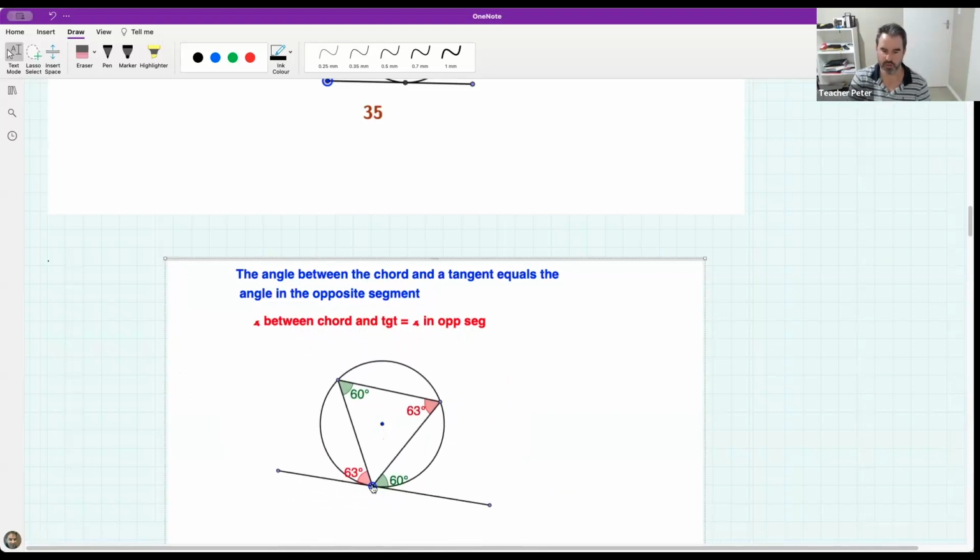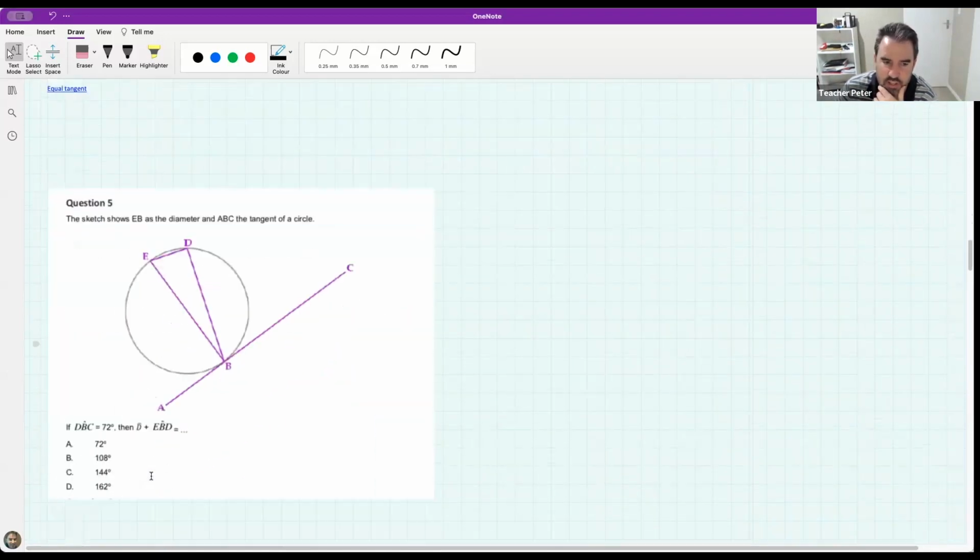What do you notice about them? It seems to me like the green angle is always equal to the green one, and the red one is always equal to the red one. So the angle between the tangent and the chord is equal to the angle in the alternate segment. Okay. So let's see what this looks like in a question.